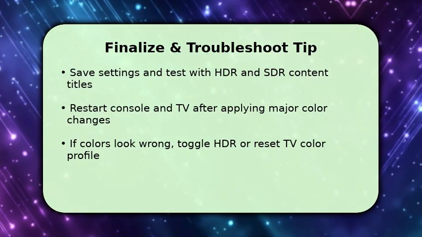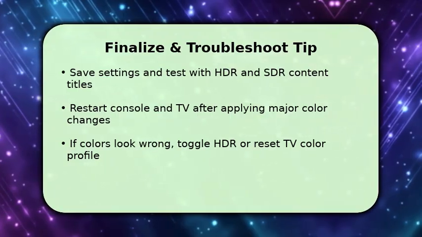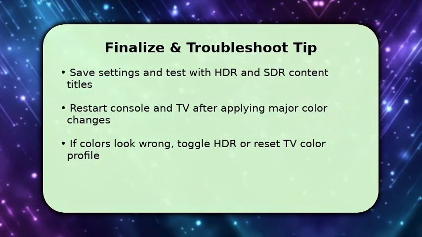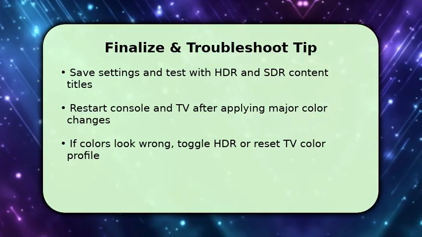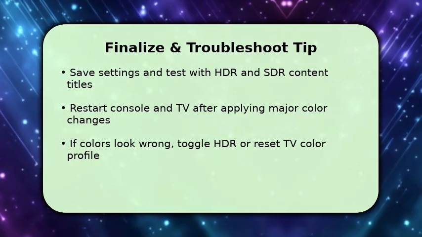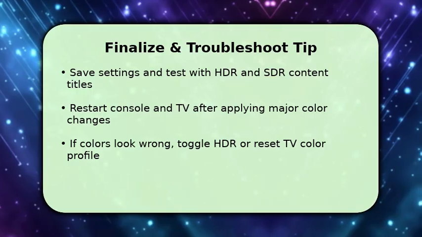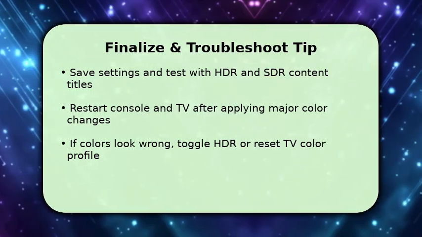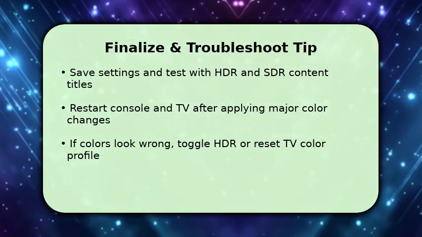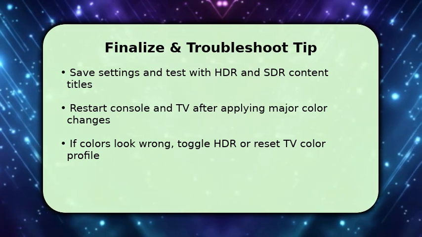If colors still look incorrect, toggle HDR on the Xbox off and on, or reset your TV's picture profile to defaults and recalibrate. This fixes mismatched metadata or custom TV filters. If problems persist, try a different HDMI port or cable to rule out hardware limitations.